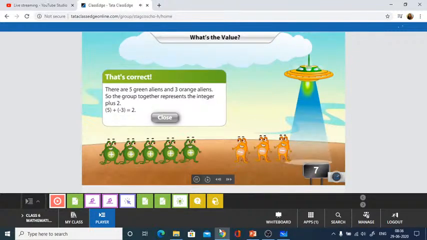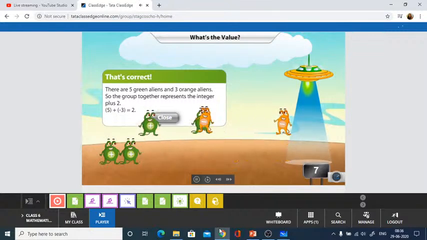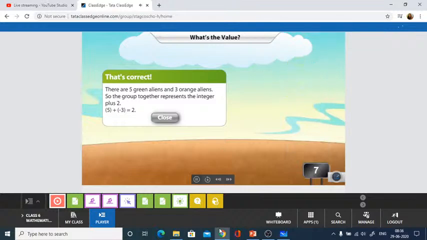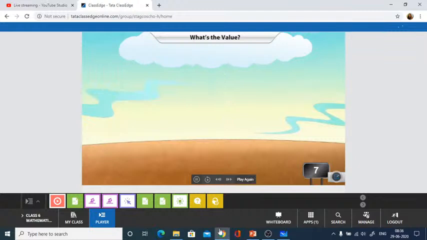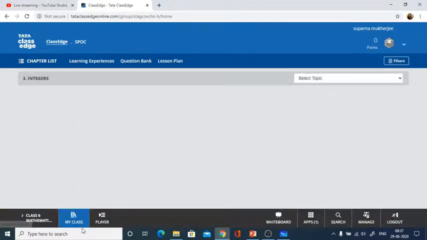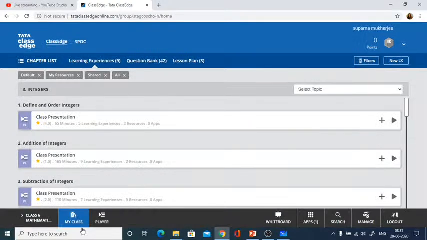That's correct. There are 5 green aliens and 3 orange aliens. So the group together represents the integer plus 2. Plus 5 plus minus 3 is equal to plus 2. Next. Okay, so we are done with this. Next. Let's see what do we have for subtraction of integers.